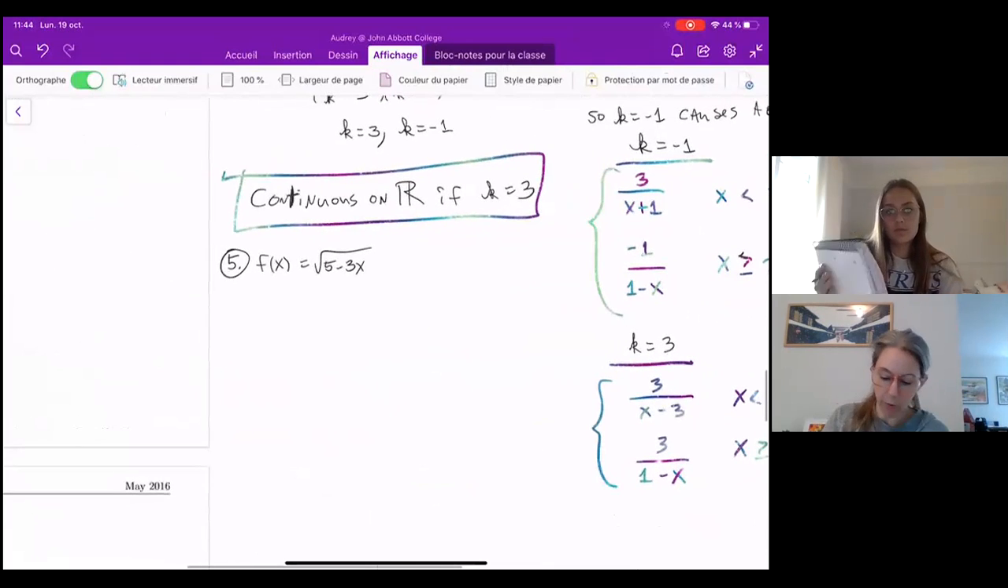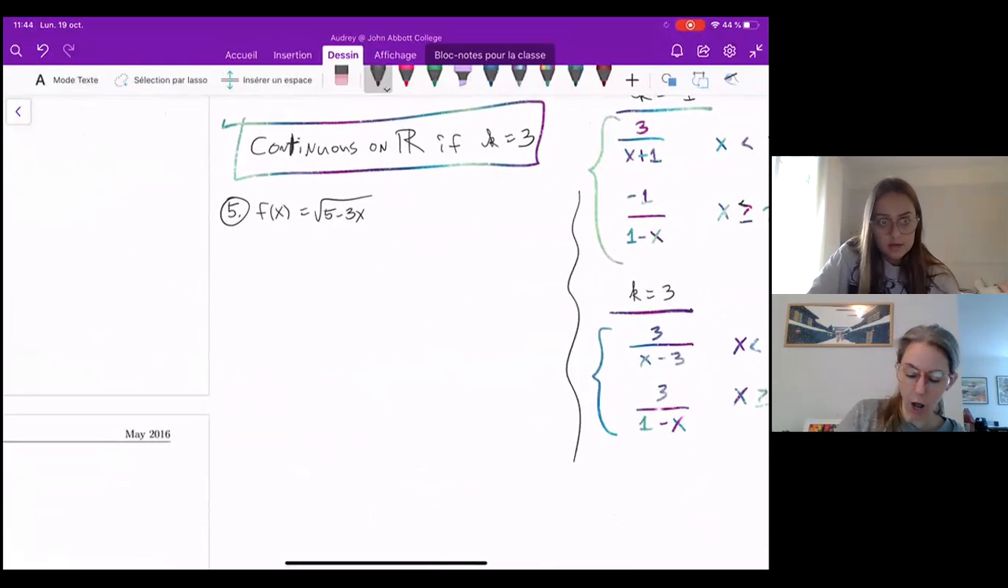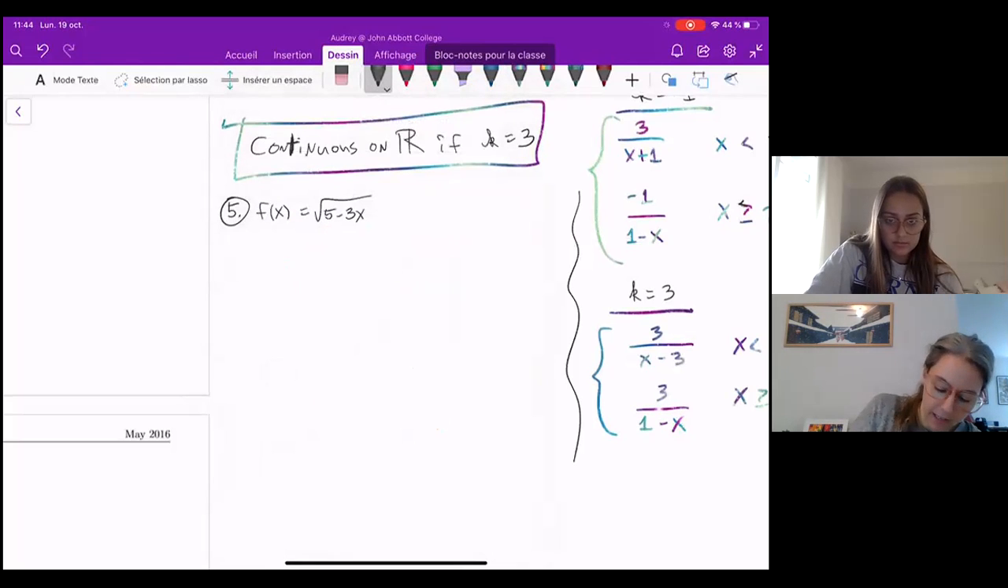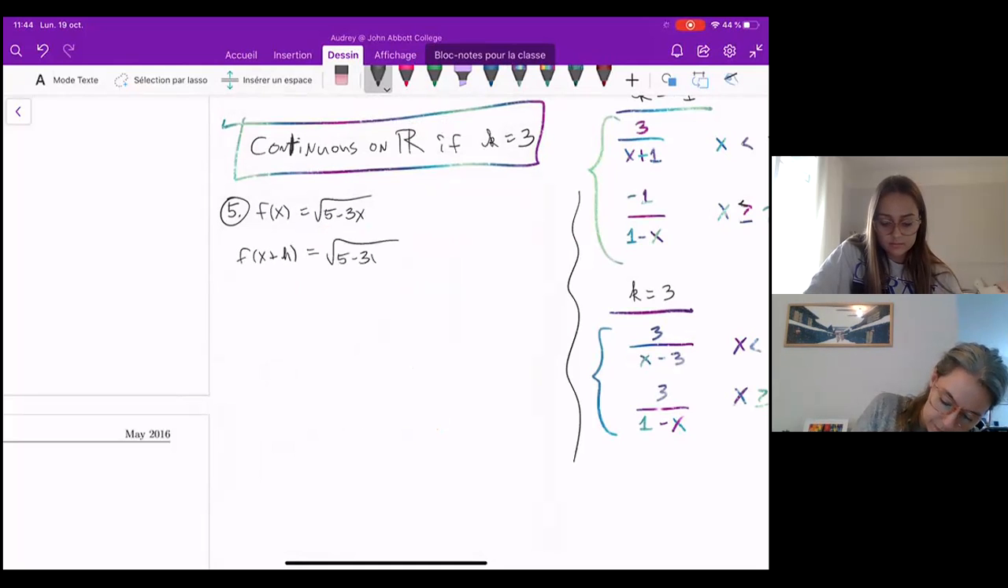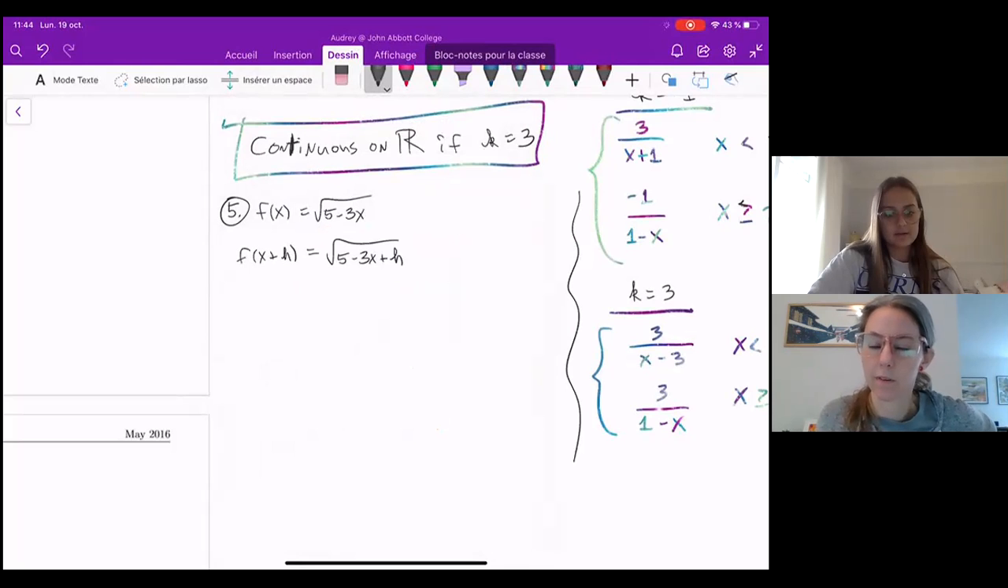So that means we're going to start off by doing f of x plus h. We need to know what that is. Is that correct, what I wrote? Are you sure? No. What can I do to fix this? Does the h not go in the square root? The h is in the square root.